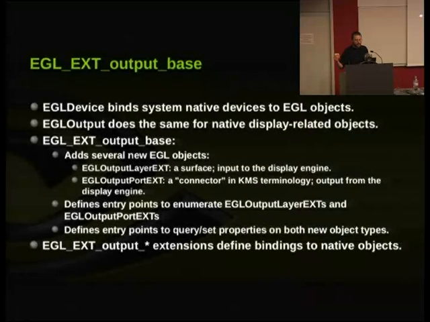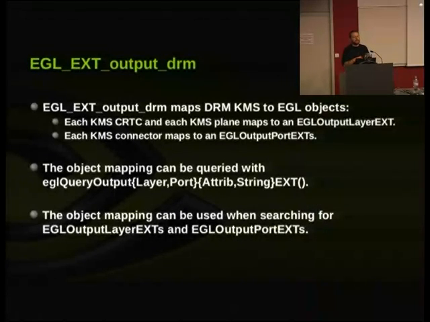And so the EXT output base extension gives you a way to enumerate what outputs there are, and then also to query and set properties on those objects. And so then we have extensions built on top of output base that allow you to correlate those display objects between EGL's API and other APIs. Most interesting here is to correlate with DRM objects.